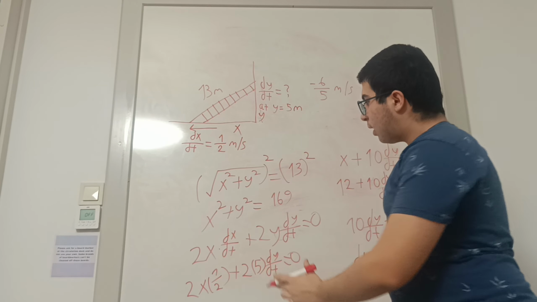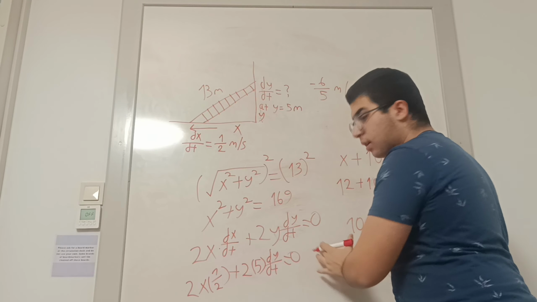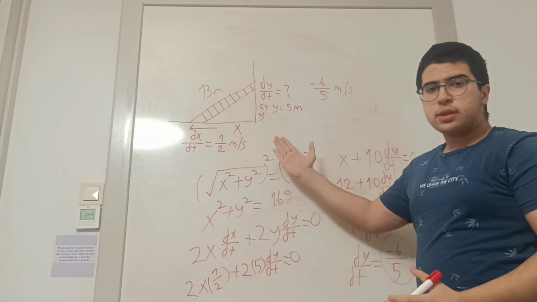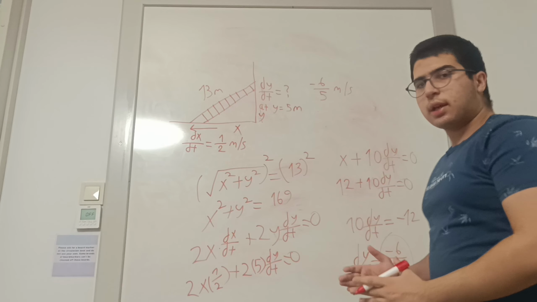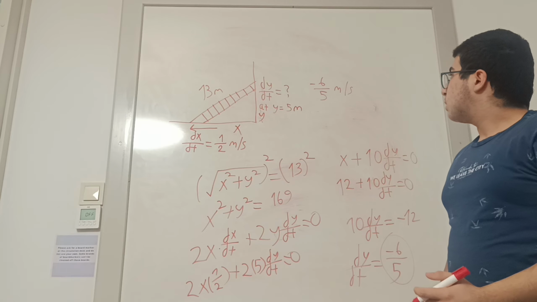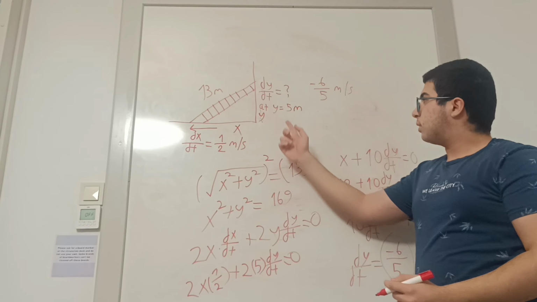What did I just do? I constructed a differential equation. I didn't solve it for the general case. I just plugged in the initial condition and solved it just like a normal algebraic equation, and got the vertical velocity of the ladder at y equals 5 meters.